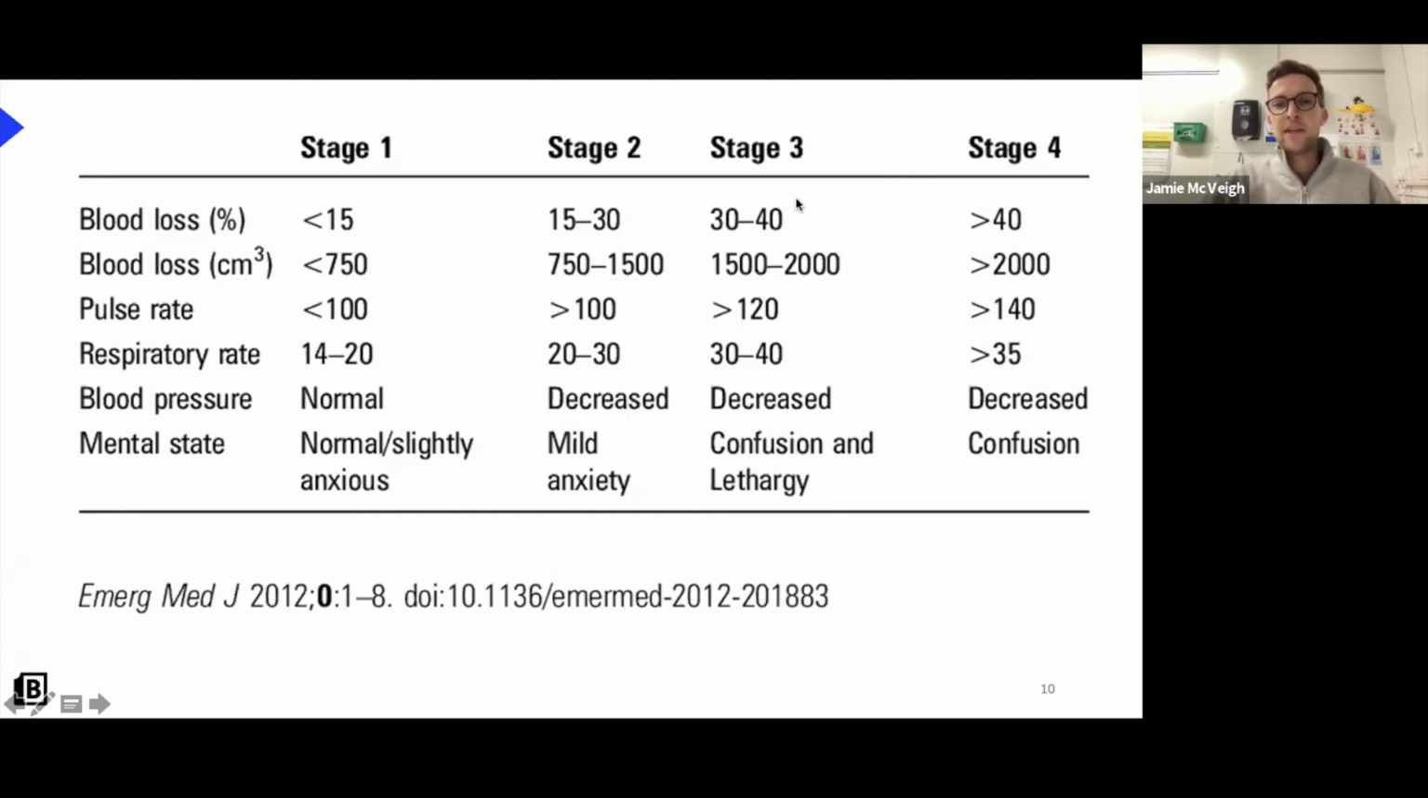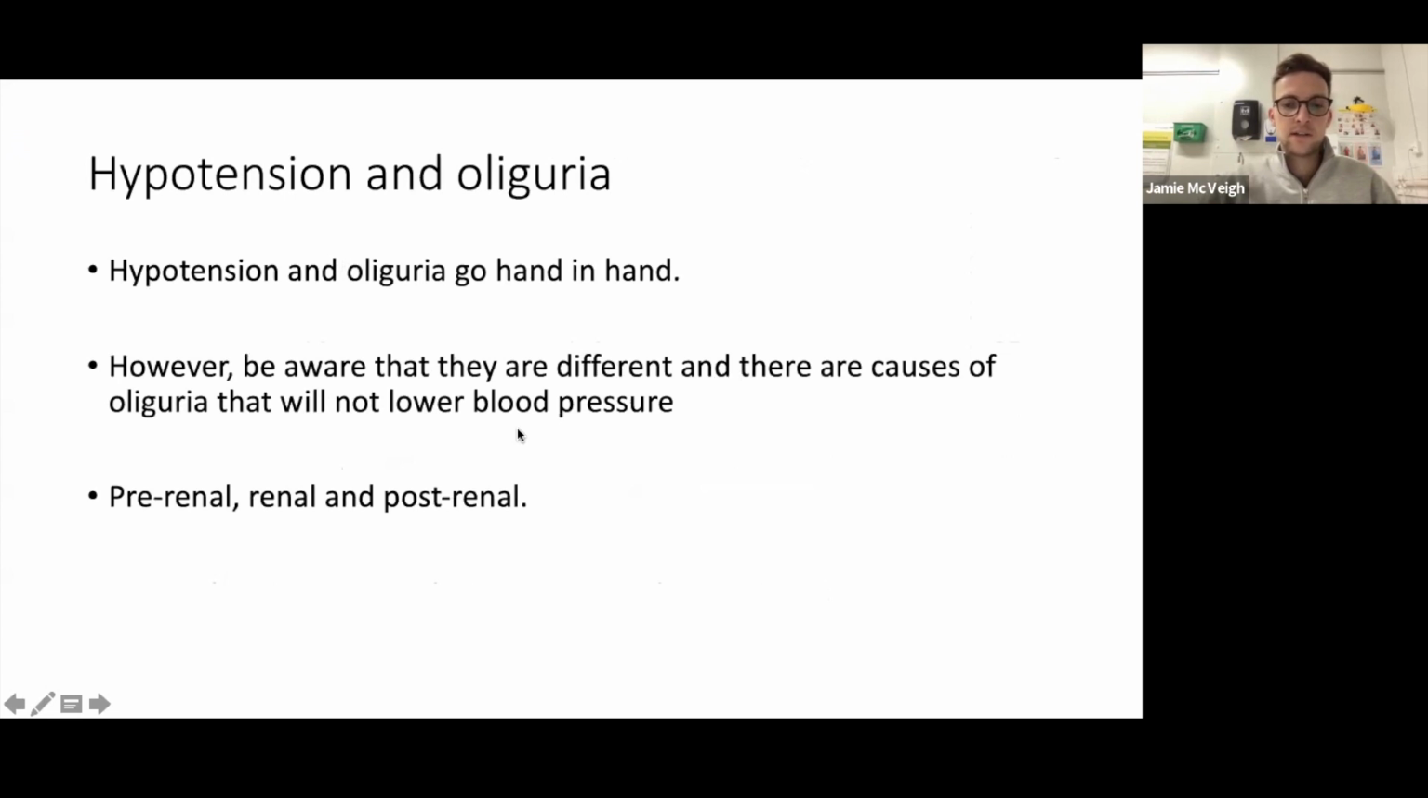And the way I remember the percentage blood losses there, guys, is just like a tennis game: 15 to 30, 30 to 40, and then obviously greater than 40. So that's a useful tip that you might like.